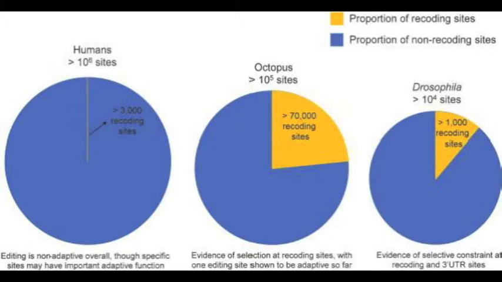Also, while only a small amount of instances of RNA editing in mammals result in the creation of a new protein, a very significant amount of RNA editing instances in octopus produce new protein, at a rate of 11% to 13% in neural tissues.